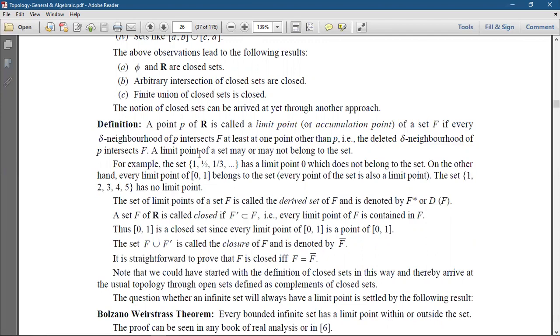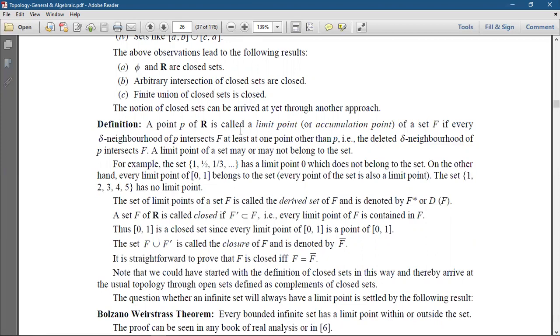A point P of R is called a limit point or an accumulation point of a set F if every delta neighborhood of P intersects F at least at one point other than P. That is, the deleted delta neighborhood of P intersects F.